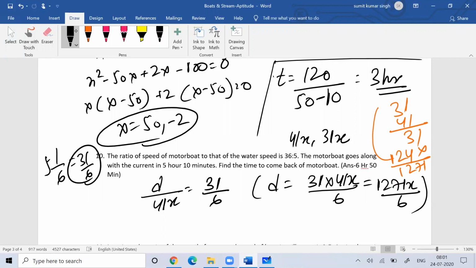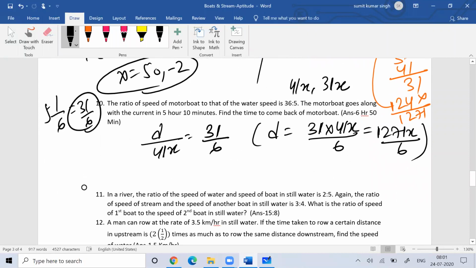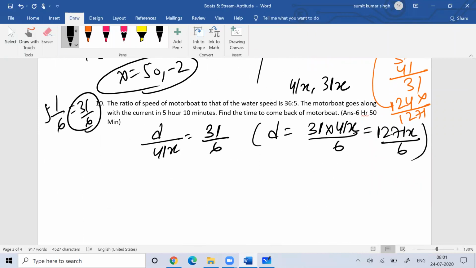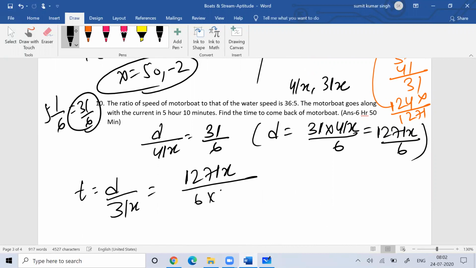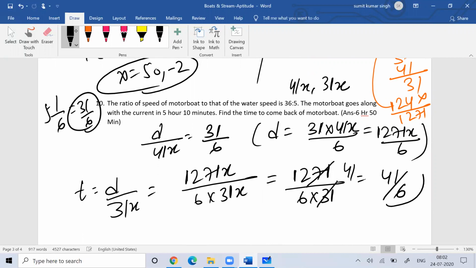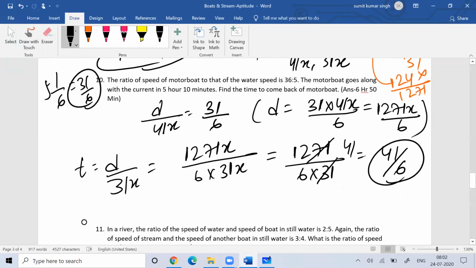Okay, so find the time to come back of the motorboat. They're asking you the time to come back. So the time to come back would be d by 31x. So d is 1271x by 6, and you're dividing this by 31x. This is nothing but 1271 divided by 6 times 31. So check, 31 4s are 124, this is 41 by 6. So find the time to come back: 41 by 6 you can write as 6 5/6 hours. 5/6 means 50 minutes, so 6 hours 50 minutes.